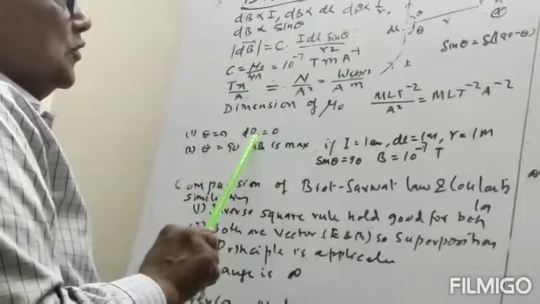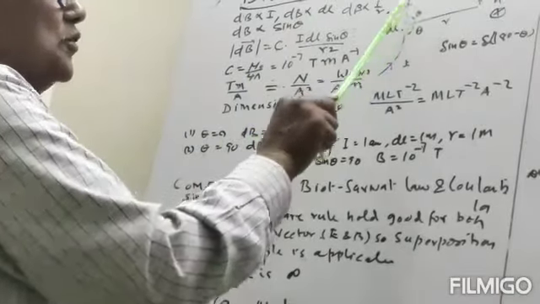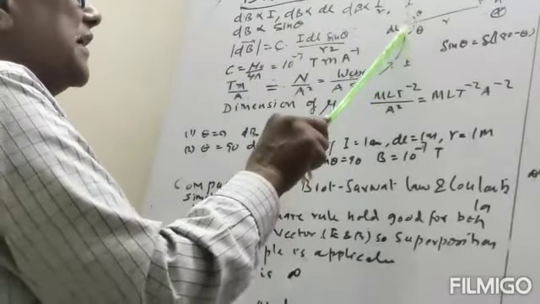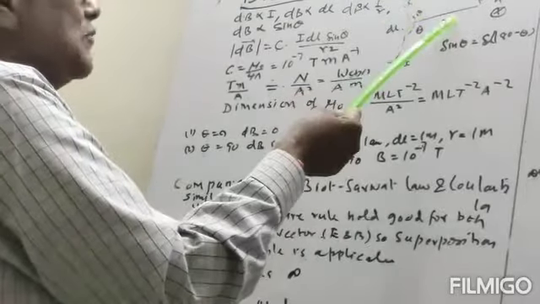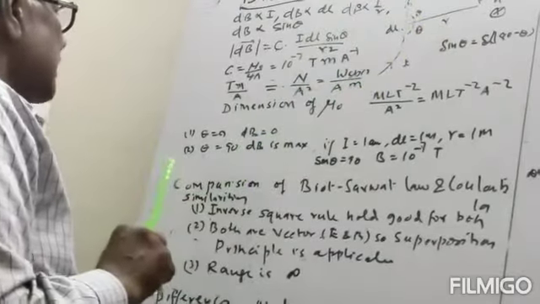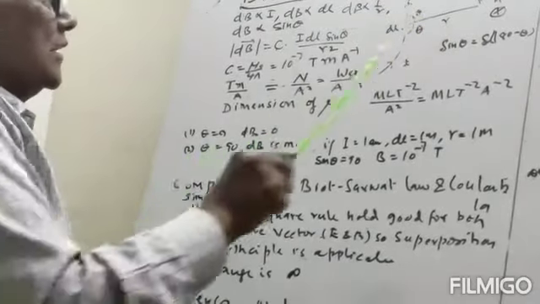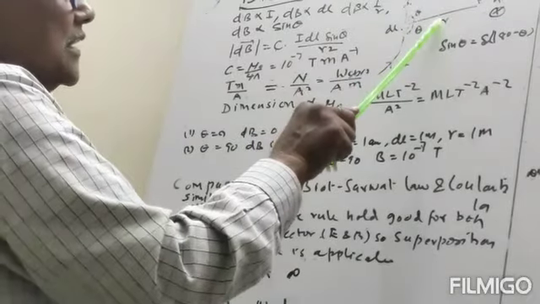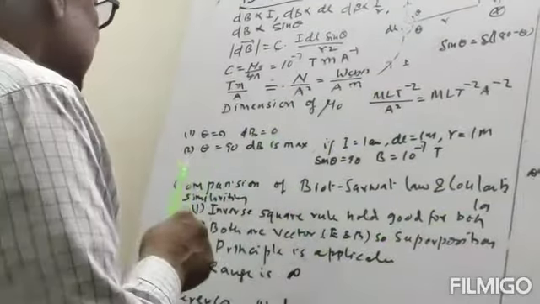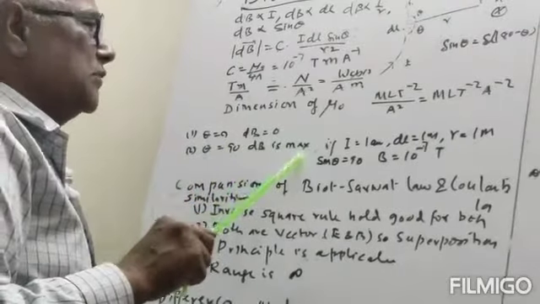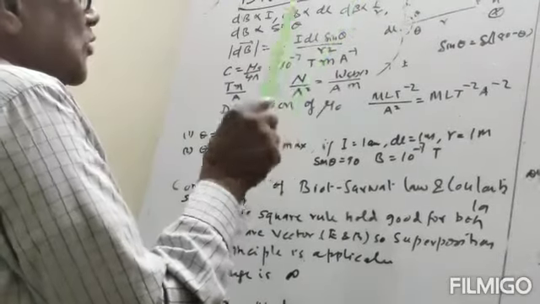Now, in the Biot-Savart law, what if theta is equal to 0? Sin 0 is equal to 0, so dB is equal to 0. This means the magnetic field in the direction of the current is always equal to 0. Second, when theta is equal to 90, sin 90 is maximum, 1. So dB will be maximum when theta is equal to 90.